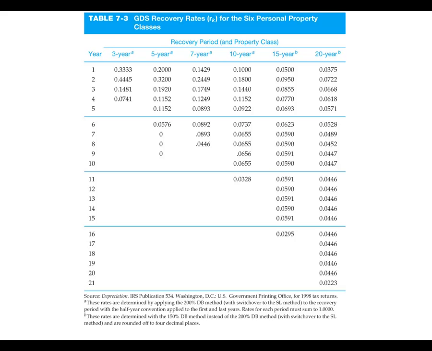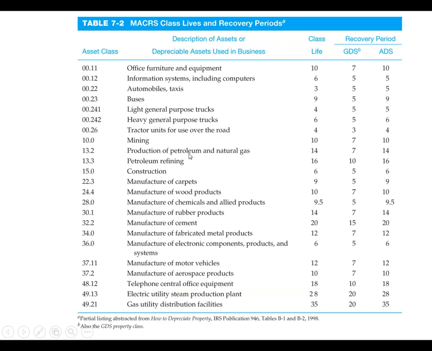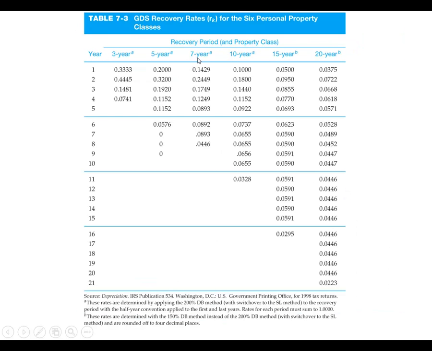We go to the column, the 7-year GDS, and that $4,000 saw, you'd multiply 4,000 by 0.1429, and that would tell you how much you get to depreciate in year 1. And then in year 2, you multiply that original purchase price by the factor, and that tells you the amount of depreciation for that year.